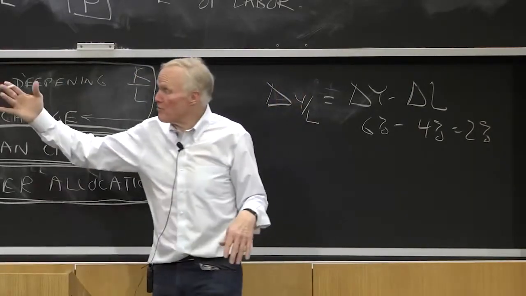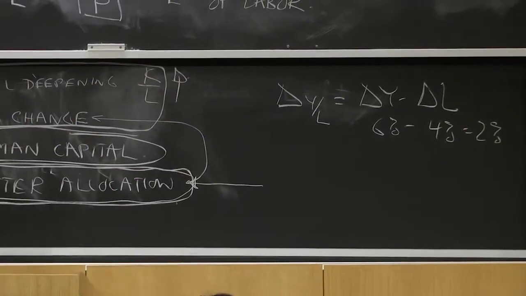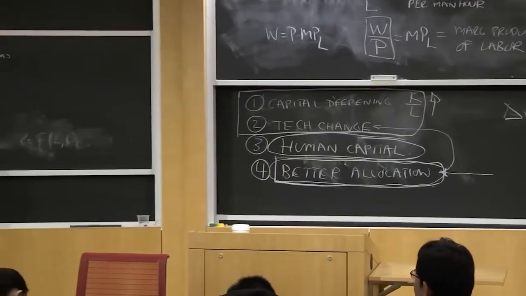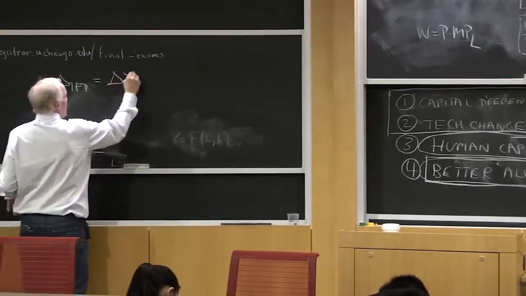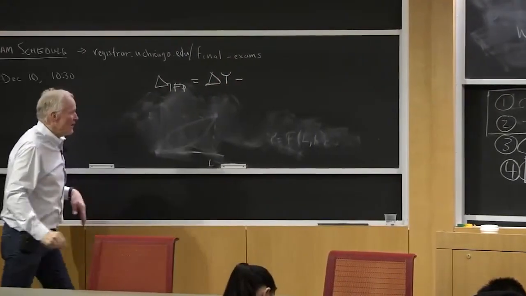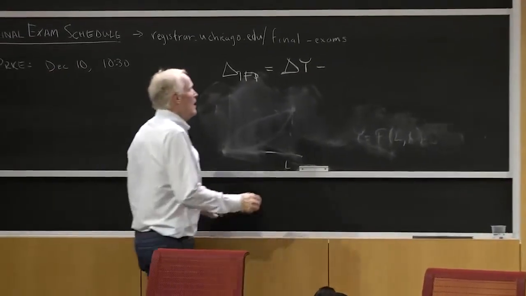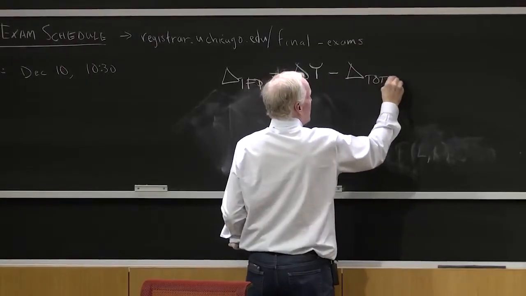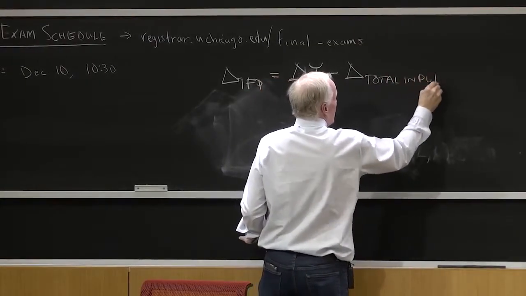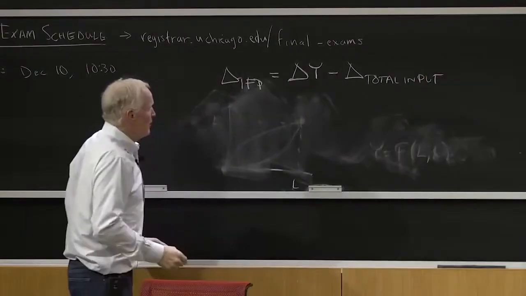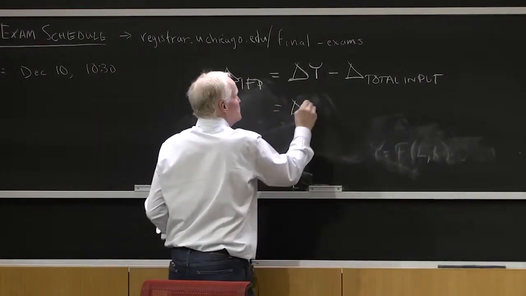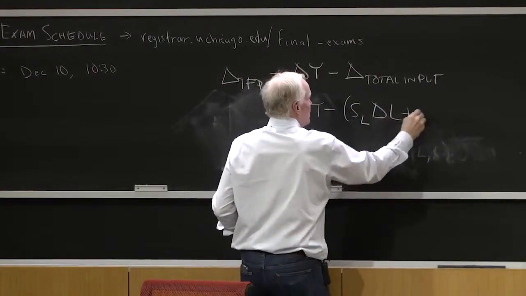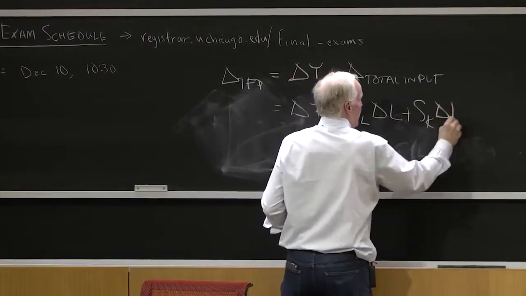Now, total factor productivity works the same way. Delta TFP is going to be measured as delta Y, but instead of subtracting off just the growth in labor, I'm going to subtract the growth in total input. And the growth in total input is going to be measured as the share of labor times delta L, plus the share of capital times delta K.